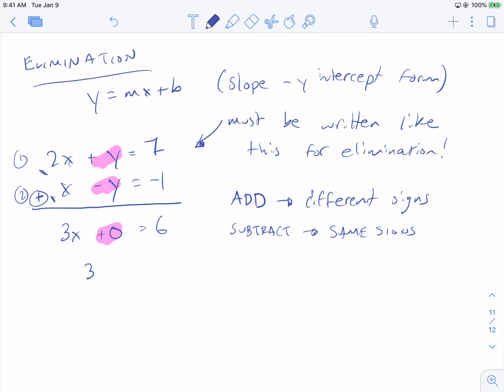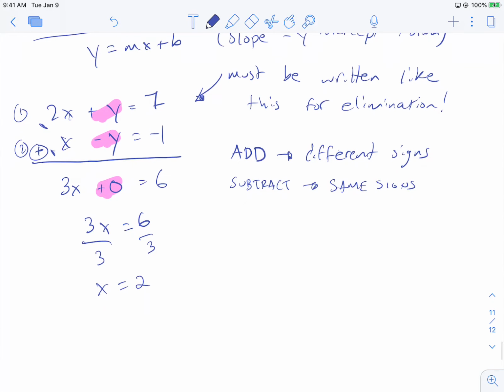So now we can rewrite this. 3x, we can get rid of that plus 0, equals 6. And then we just divide. Divide by 3, divide by 3, and you get x equals 2. Sweet. So now what we'll do is we'll substitute that x equals 2 back into either of these equations. It looks like probably equation 1 or 2 might be easier. I'll just use equation 1 since it's the first one.